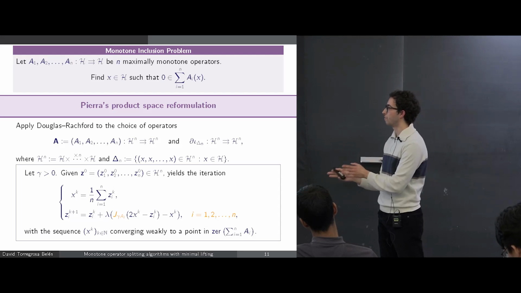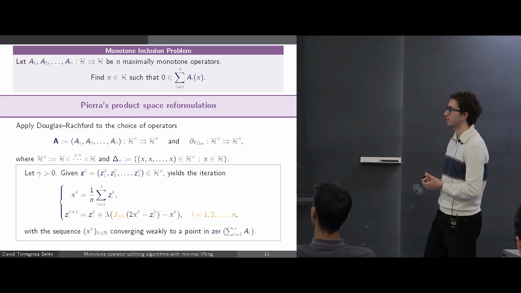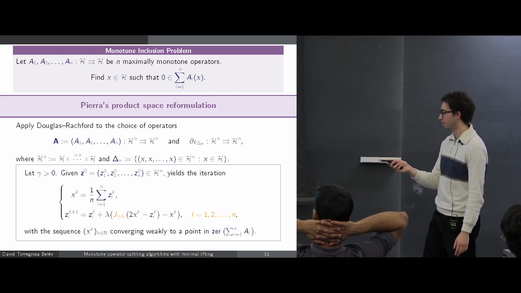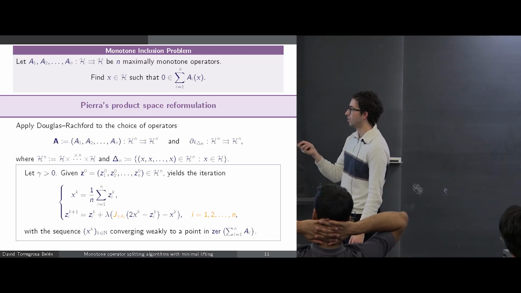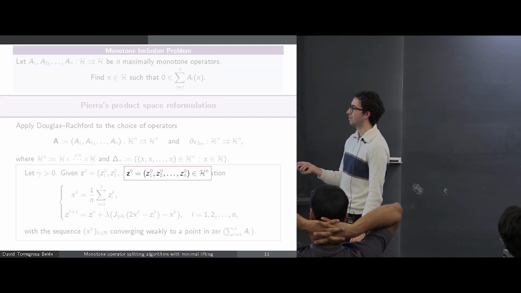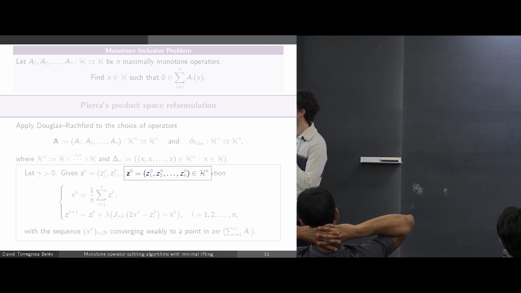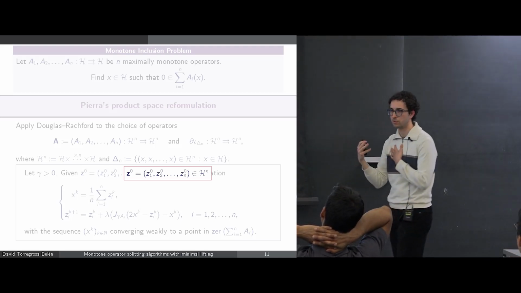You also get weak convergence to a zero, just by applying the same result as for Douglas-Rachford. But there is one thing here: since these operators are defined in this space, in order to perform this iteration I need to initialize my algorithm in this space here, in H^n. So I have n copies instead of one, which is the previous case.